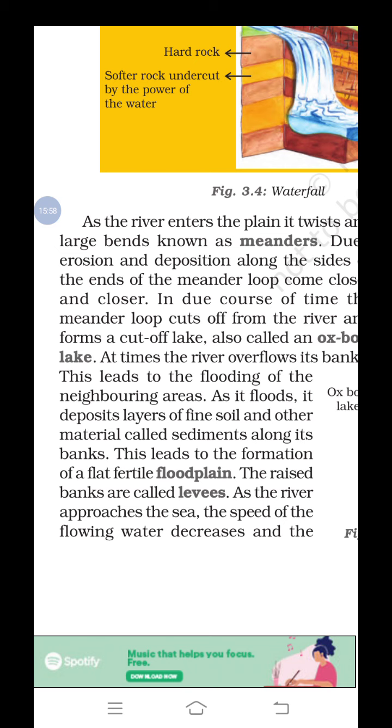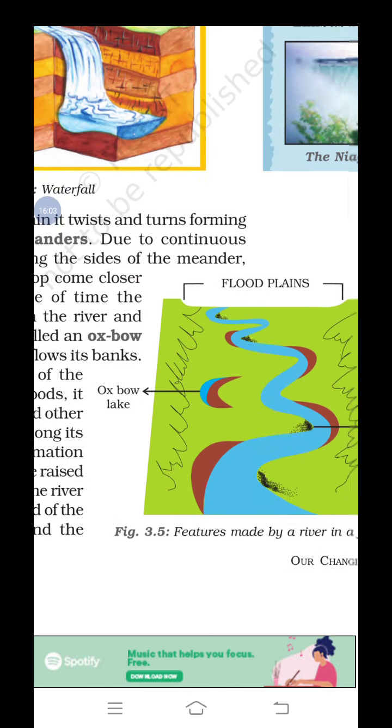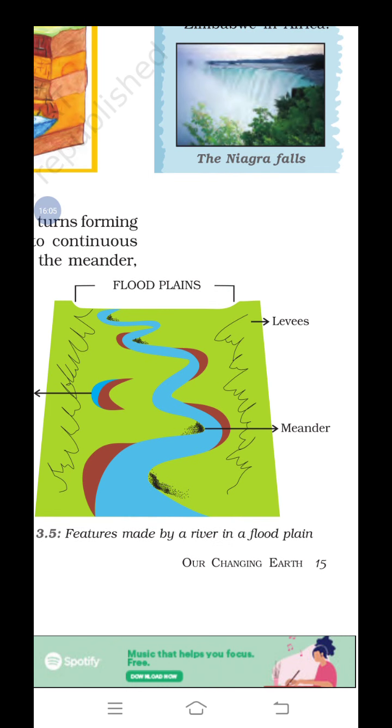The raised banks are called levees. You can see here in the structure where levees is written. So how are levees formed? They are formed by the same process, when sedimentation continuously happens there. Due to this process, the height of the land increases. This increased height of soil is called levees.